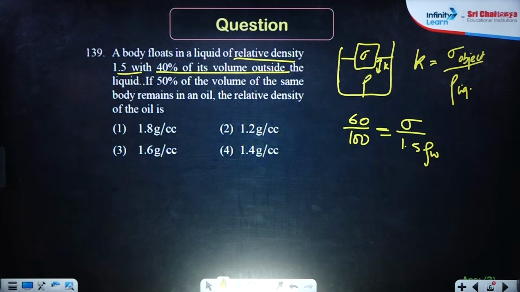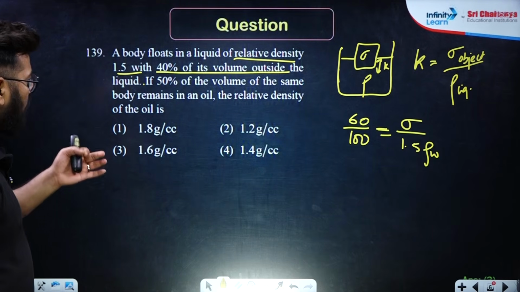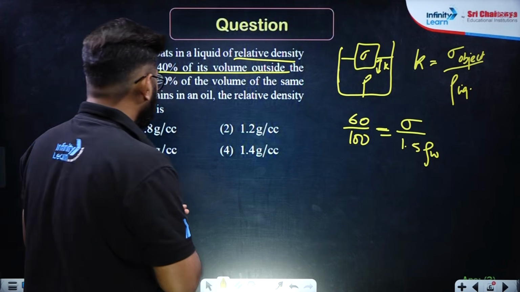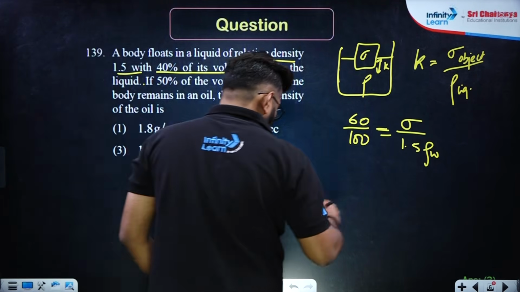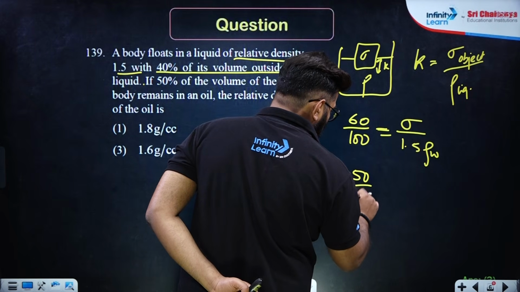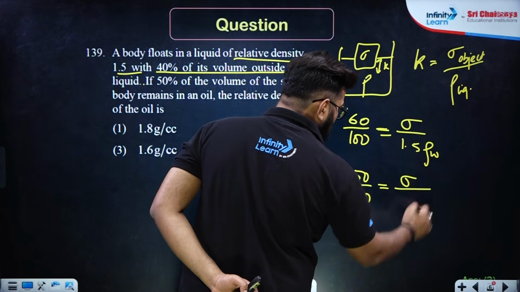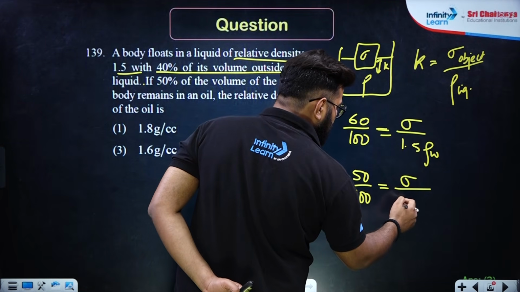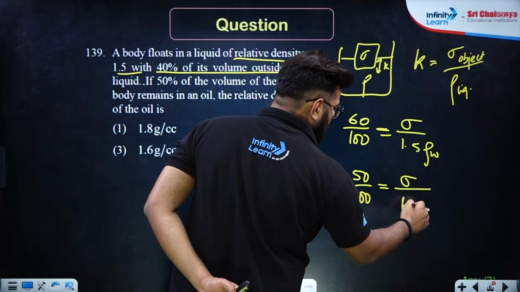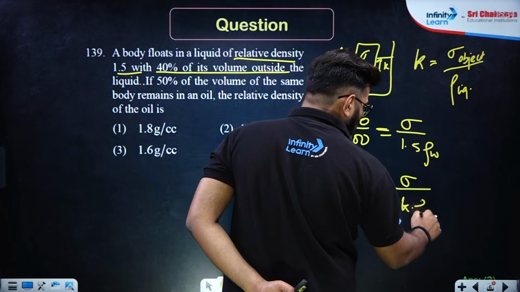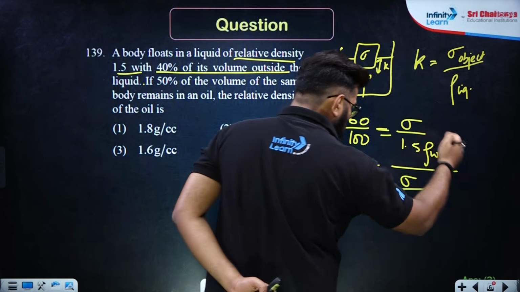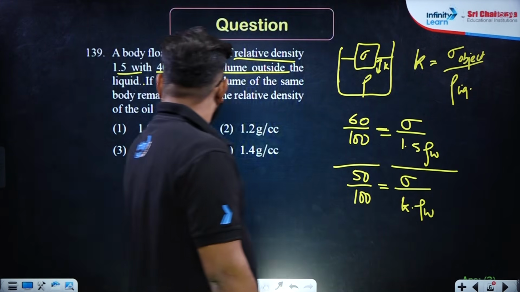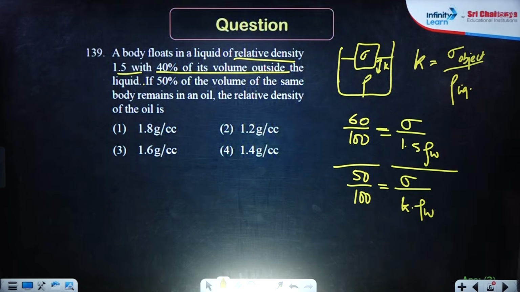If 50% of the volume of the same body remains in an oil, so 50% is outside and 50% is inside, the relative density of oil is, no problem. So for oil, 50 by 100 is equal to sigma upon, we need to find out the relative density. So I can write that relative density as some K times the rho of water. Now I think it is crystal clear, you just divide both of them and you will get the value of K.